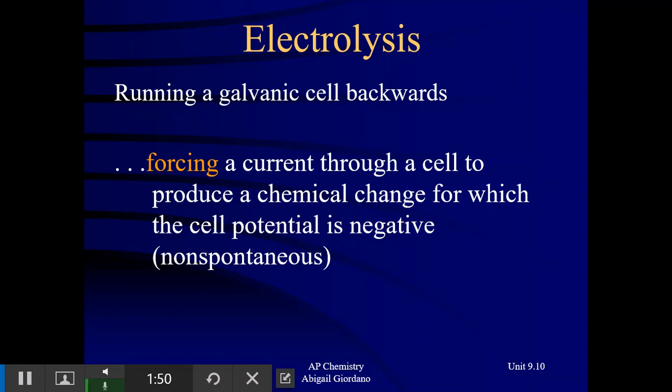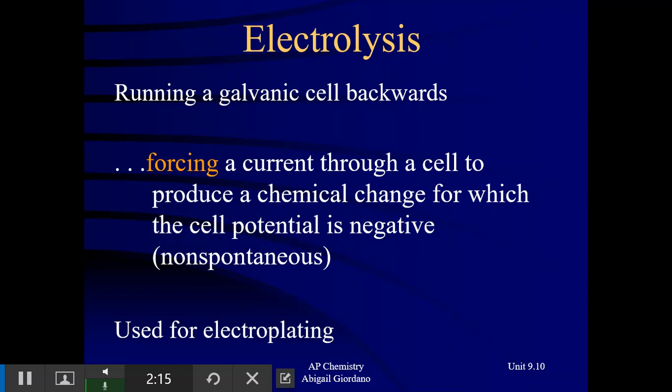Why would you choose to run a galvanic cell backwards? Well, electrolysis is sometimes used for the processes of decomposition, but a lot of times it is used for a process called electroplating. And we're going to see some math and some useful applications of this a little bit later in this lesson.